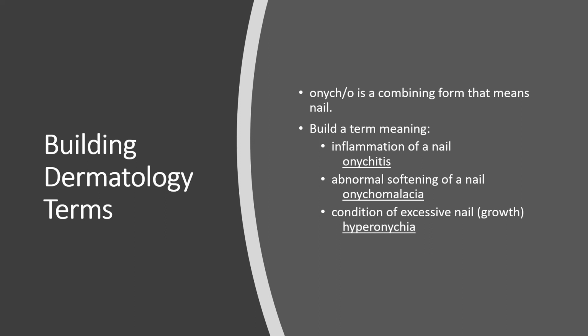Onycho is a combining form that means nail. Inflammation of a nail, onychitis. Abnormal softening of a nail, onychomalacia. Condition of excessive nail growth, hyperonychia.